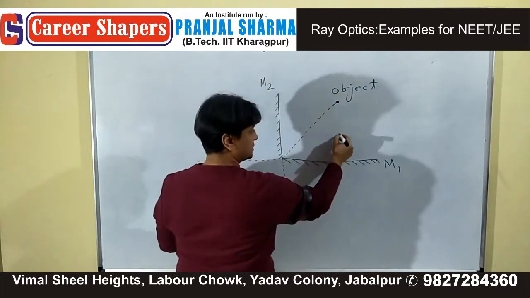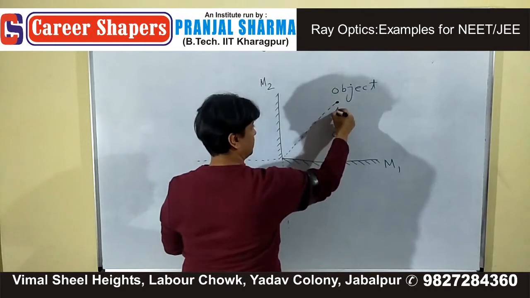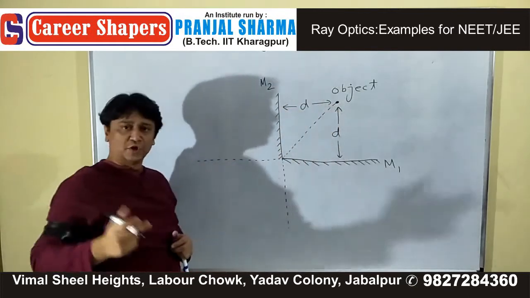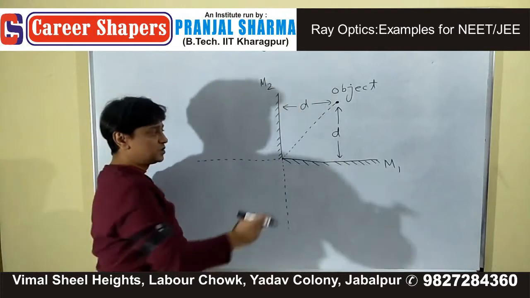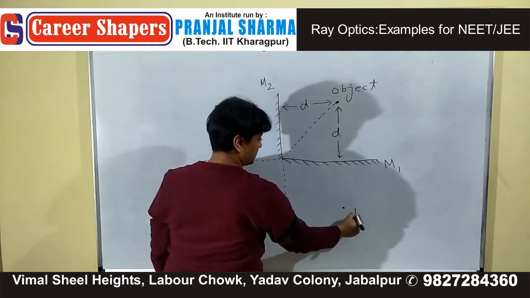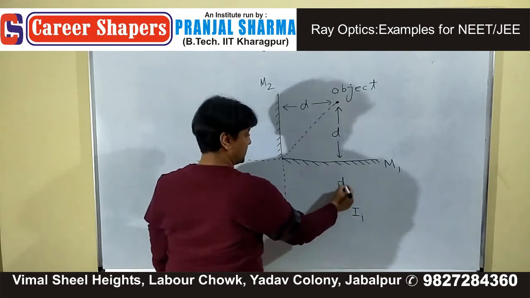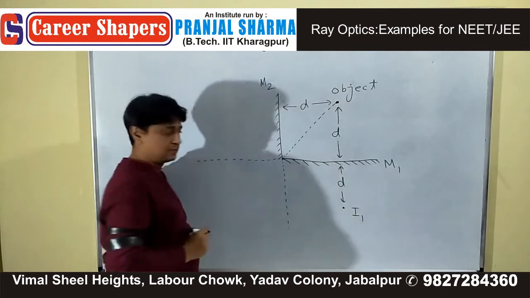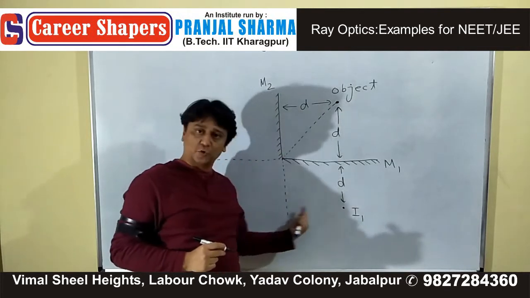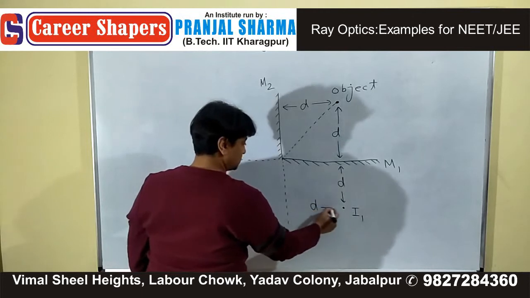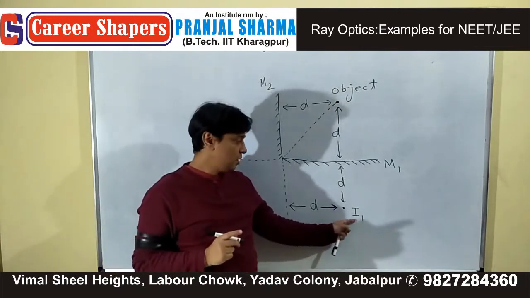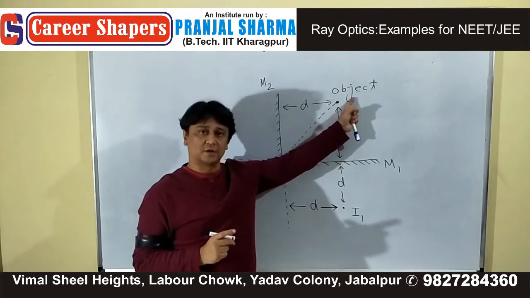If this distance is d, then you can see that this distance is also d. That's what it means when you say symmetrical position. This mirror 1 will now form an image of this object right here. This is I1. At what distance? Same distance d. This distance is d, and since this distance is d, this distance will also be d. Let's show this distance also. This is also d. What is I1? Image formed by the mirror 1 of this object.